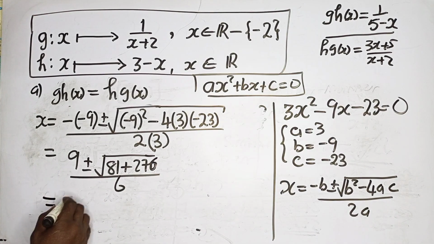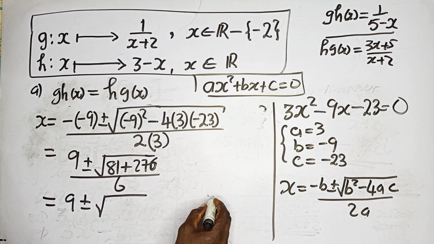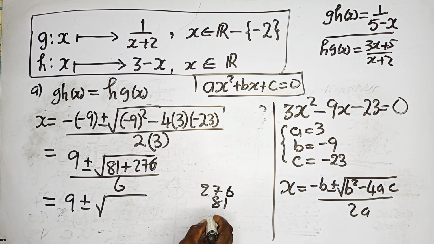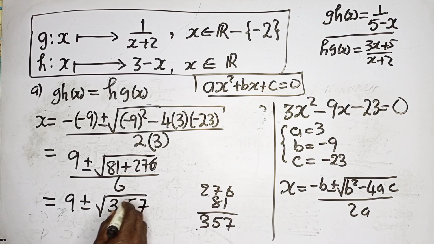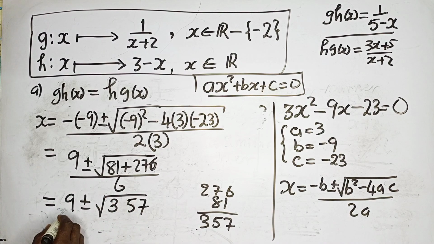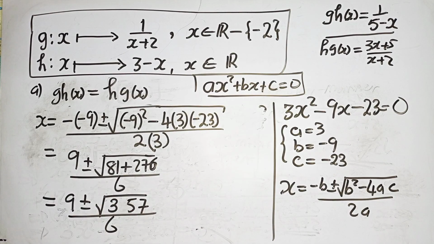All right. So this gives us 9 plus or minus the square root of 81 plus 276. 81 plus 276, we obtain 7, 15, carry 1, 3. Okay. So we're going to have 357. Root of 357 all over 6.